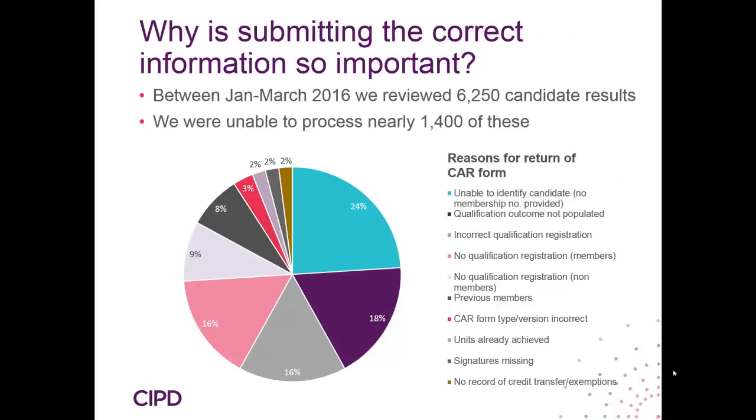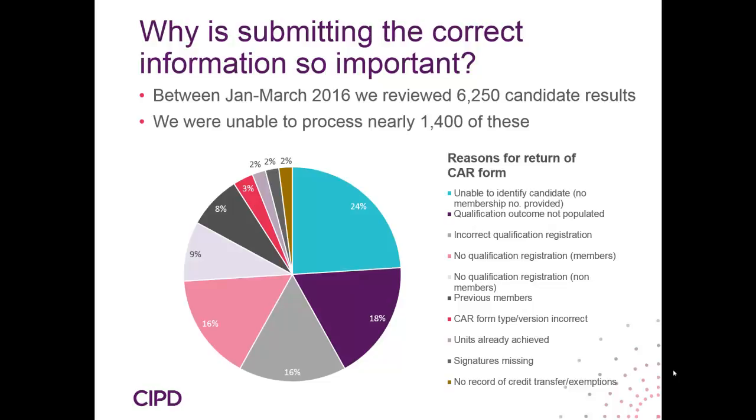As results are processed directly from the information submitted on the CAR form, it's essential that the information you provide is accurate and matches the candidate information on CIPD's database. Our small student administration team reviewed over 6,000 candidate results in the first 3 months of 2016. Ensuring that the right information is submitted first time round really helps to make sure that candidate results can be processed swiftly. In particular, it's really important to make sure that the qualification listed on the CAR form matches the qualification that the candidate has been registered on.